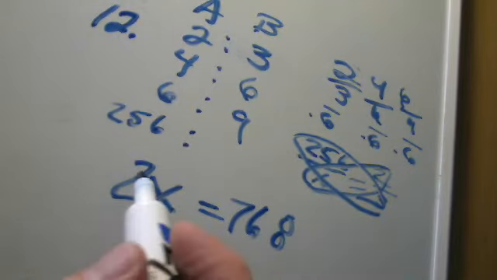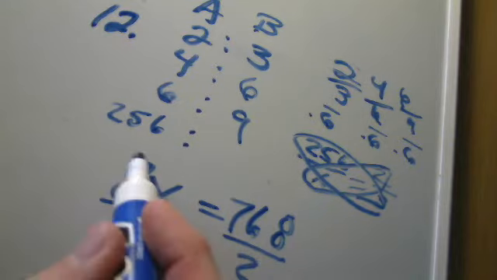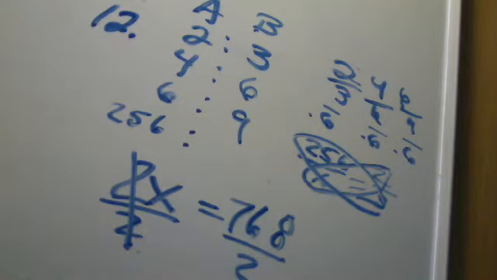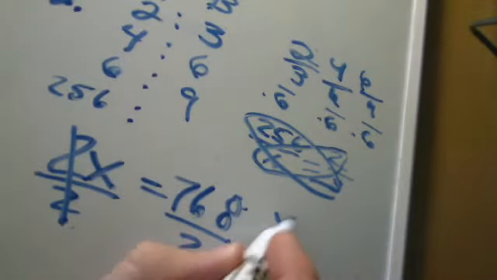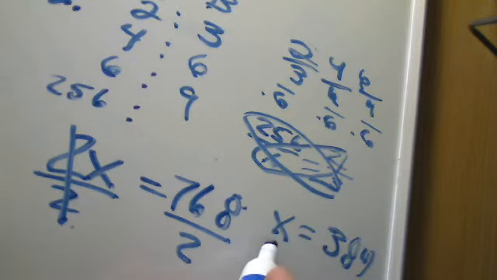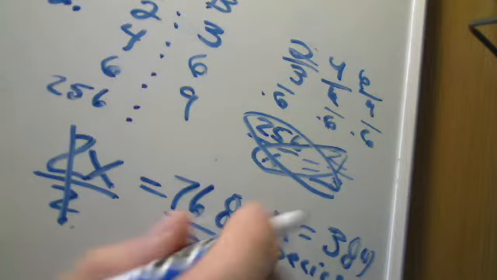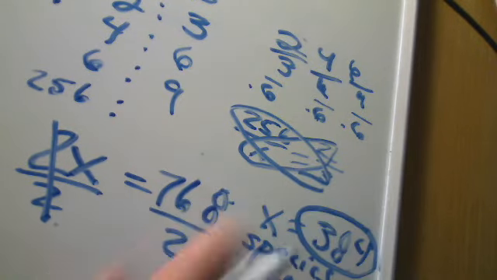To get rid of the 2, we divide on both sides, and this will tell us how many species of B we'll have to have. So 768 divided by 2 is 384. So x is 384 species of B fish. So the answer is 384. And that's it.